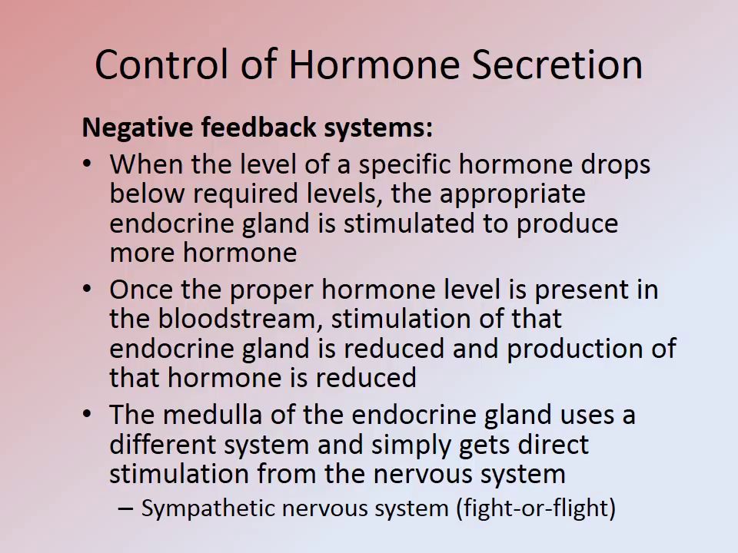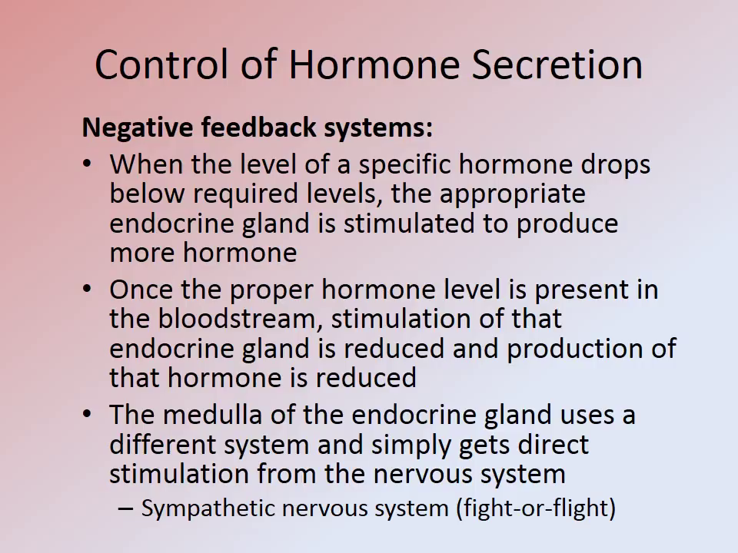Now, obviously, I'm talking about a nice, healthy thyroid. Once the proper hormone level is present in the bloodstream, stimulation of that endocrine gland is reduced and the production of that hormone is reduced, okay? So once that dog's body recognizes that there's more than enough thyroid hormone, which is at the level that we want it to be, that endocrine gland is then going to reduce its production of that hormone because we're good.